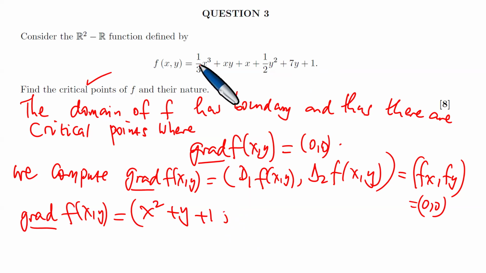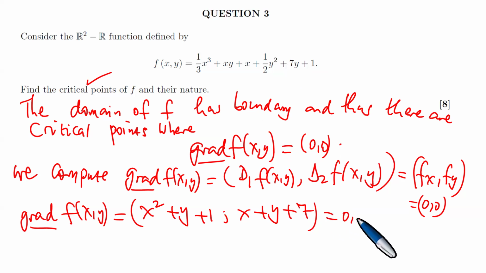With respect to y, this is the partial derivative. So with respect to y, d2 of x has derivative 0. With respect to y, this one is going to be x. With respect to y, 0 partial derivative. With respect to y, this one is going to be plus y. With respect to y, it's going to be 7. With respect to y, it's going to be 0. And this is 0 and 0. Like so. Okay, let us analyze this.